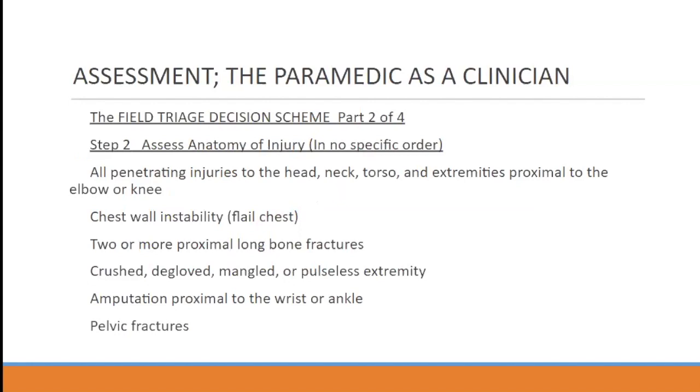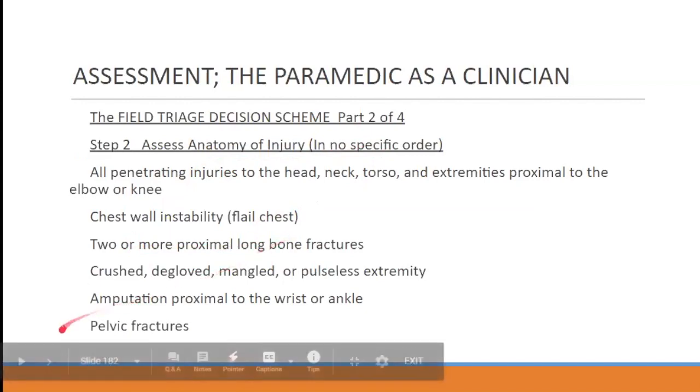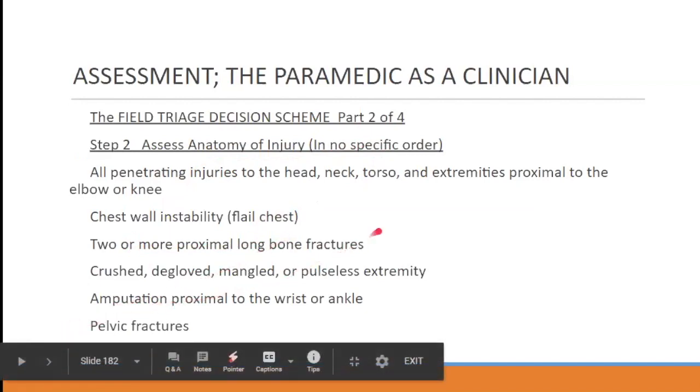There's going to be lots of things that we're talking about here when we're talking about penetrating injuries, chest wall instability like flail chest or pneumothoraxes, crushing, degloves, mangled, pulseless extremities, burns. We're going to go over all these in more detail later.